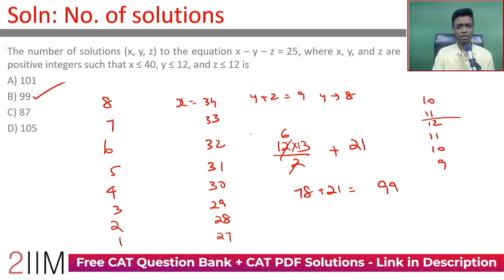Going step by step, plugging in x equal to 40, 39, 38, all the way till 27. x cannot be less than 27 because y and z are positive integers. They have to be at least 1.